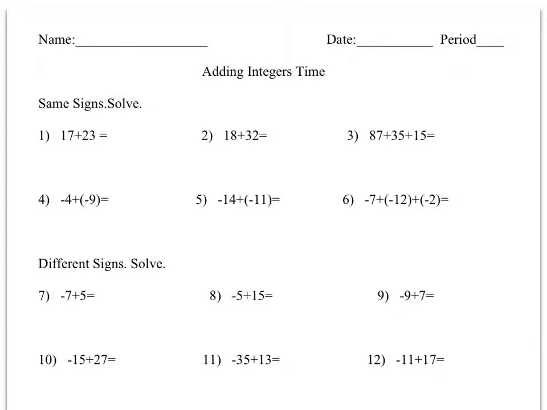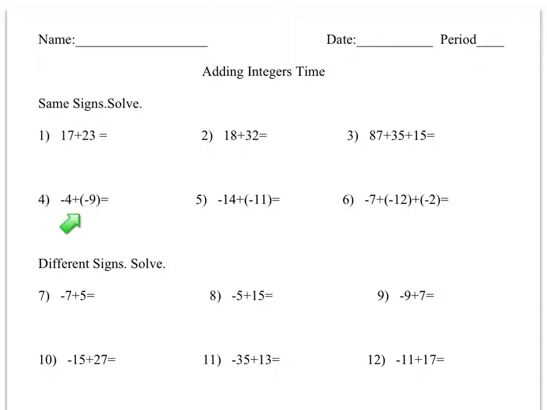Okay, so we're doing adding integers time. It should be the assignment for September 11th, which is a Tuesday. Generally speaking, these aren't hard, and you've done them before, but it starts off pretty good right here at the beginning. 1, 2, and 3 are positive values that are added together. 4, 5, and 6 get into the negative values.